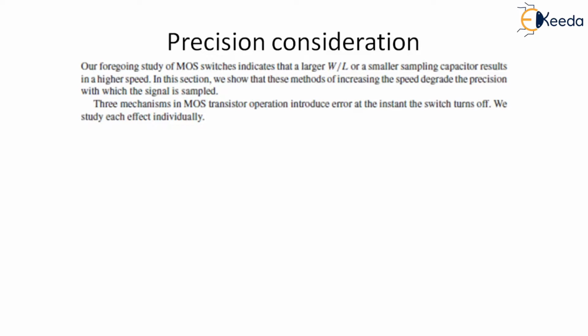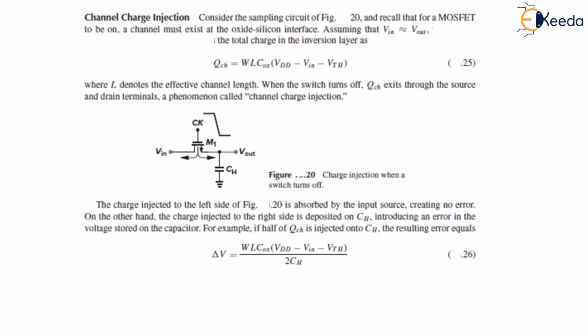So let us see the three mechanisms in MOS transistor operation that introduce error at the instant the switch turns off. Let us see them individually. The first is channel charge injection. Consider the sampling circuit shown in figure 20. For a MOSFET switch to be on, a channel must exist at the oxide-silicon interface. Assuming Vin equals Vout, the total charge in the inversion layer is QCH equals W·L·Cox(VDD − Vin − VTH), where L denotes the effective channel length.